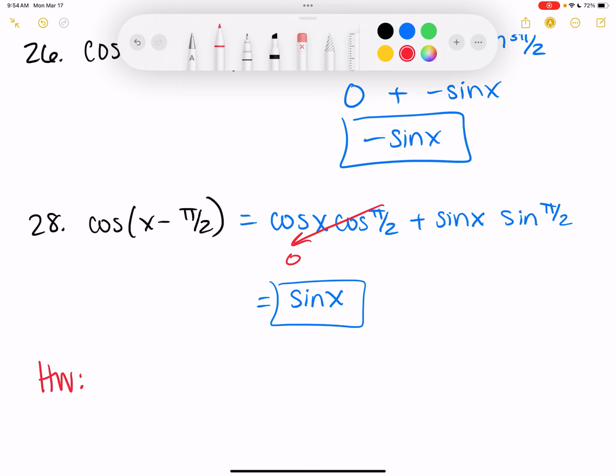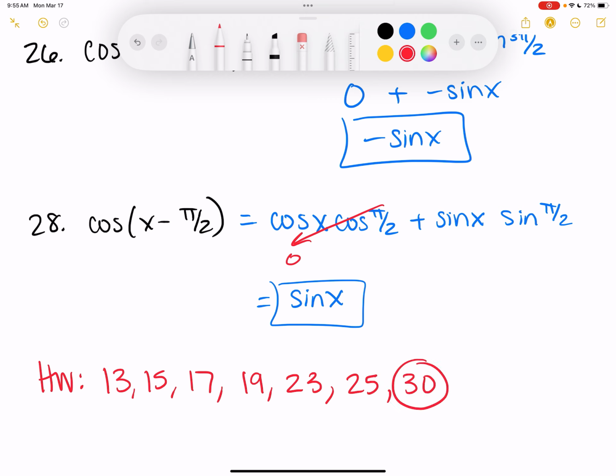All right. Problems, picking up where we left off. 13, 15, 17, and then 19, 23, and 25, which there's not a cosine one in there, but if you want to have a cosine one, do 30.